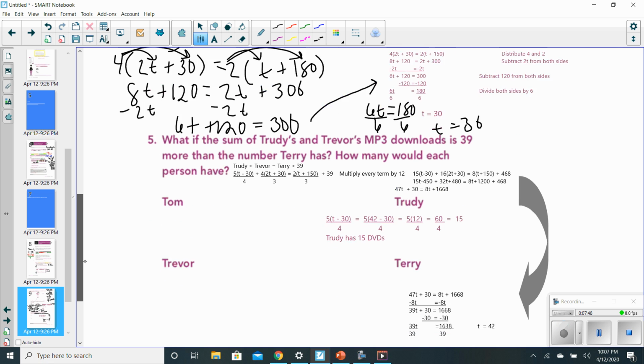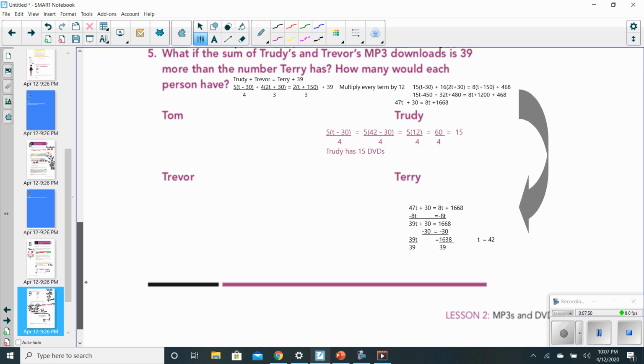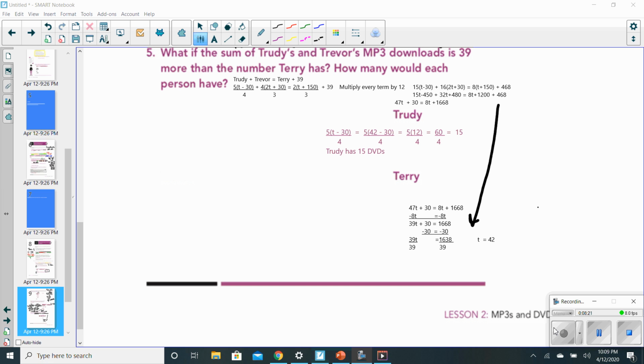And finally, our last one that's a little bit of a hot mess, I'm not going to lie to you. It says, what if the sum, so again, sum means adding, the sum of Trudy and Trevor's MP3 downloads is 39 more than the number Terry has. How many would each person have? Alright, so I'm going to try my best to write this as small as I can. I'm going to use the space where it says Tom and Trevor just so we can have a little more space to work.